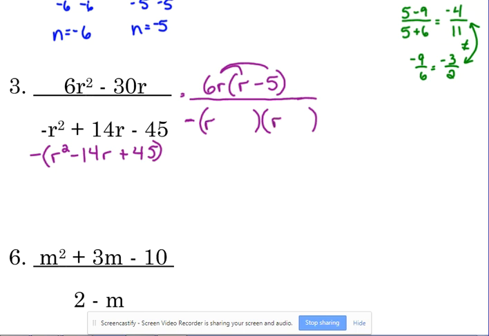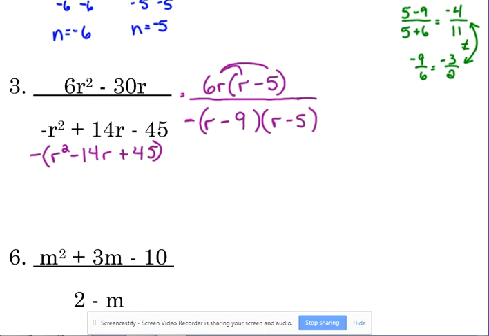r times r is r squared. What did you say, Jason? Negative 9 and negative 5. Okay, negative 9 and negative 5. Negative 9 times negative 5 is positive 45. Negative 9 plus negative 5 is negative 14.